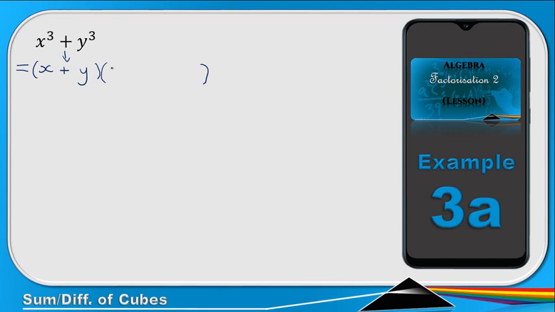Now to get this term over here, we just take this x and we square it. So that's x squared. Okay. Then to get the sign here, it's the opposite sign than this sign. So this becomes a minus. So if this was a minus, this becomes a plus. If this is a plus, it's a minus. Then we multiply them together.